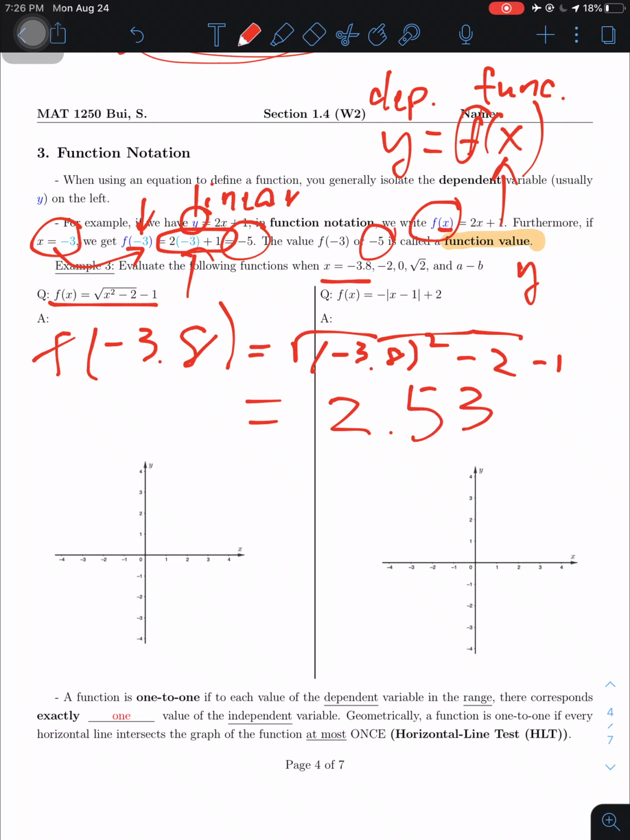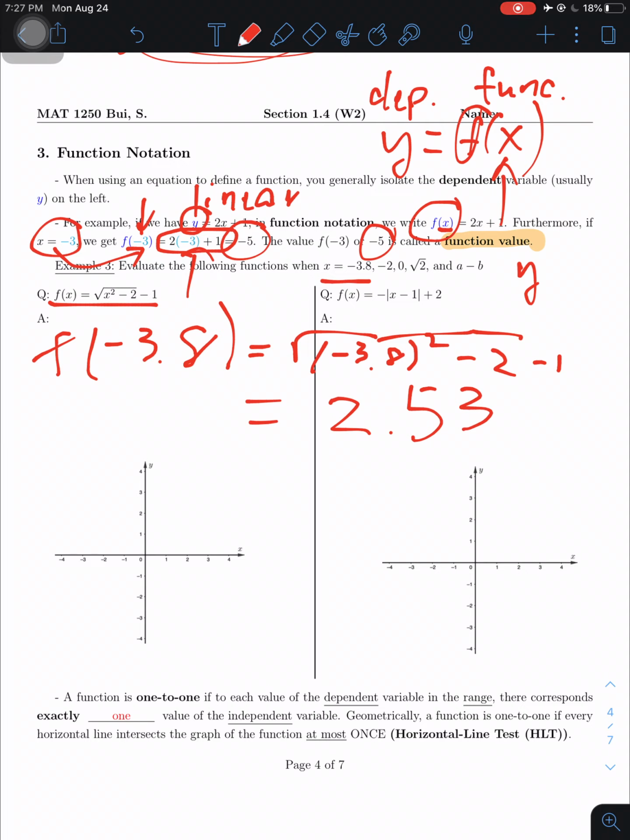Okay, and if you want, you can do the same thing for -2 and also for 0 and for square root of 2. The special thing about a minus b, why I want to include it in there, is because notice that for the 4 cases that we did previously, they're all numbers, right? But a minus b is letters, it is variables. And how can we deal with variables in here? Well, we pretty much will do the same thing, right? We don't do anything different.